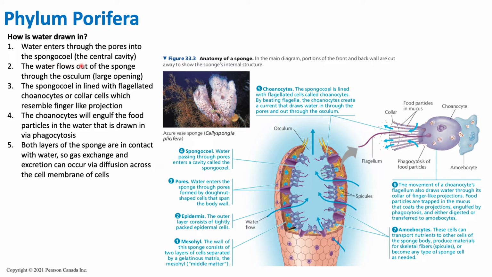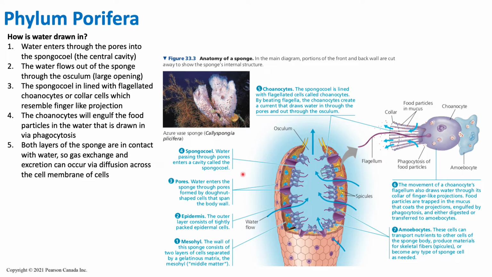The spongocoel is simply the center cavity. If we break down this word, we can understand that spongo refers to our organism, which is a sponge, and coel means cavity. So we have the cavity of the sponge. Okay? So water enters into this cavity and it exits through the osculum. The osculum is simply a large opening where the water exits. So water comes in through the pores, enters the spongocoel, and exits through the osculum.